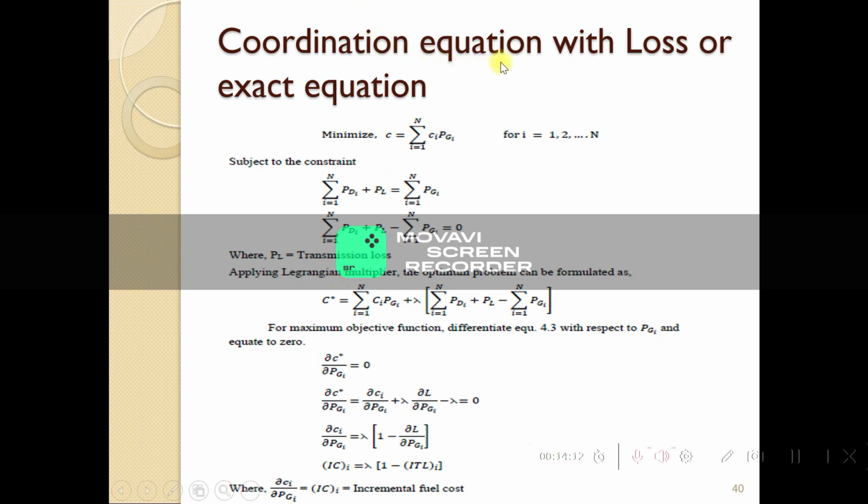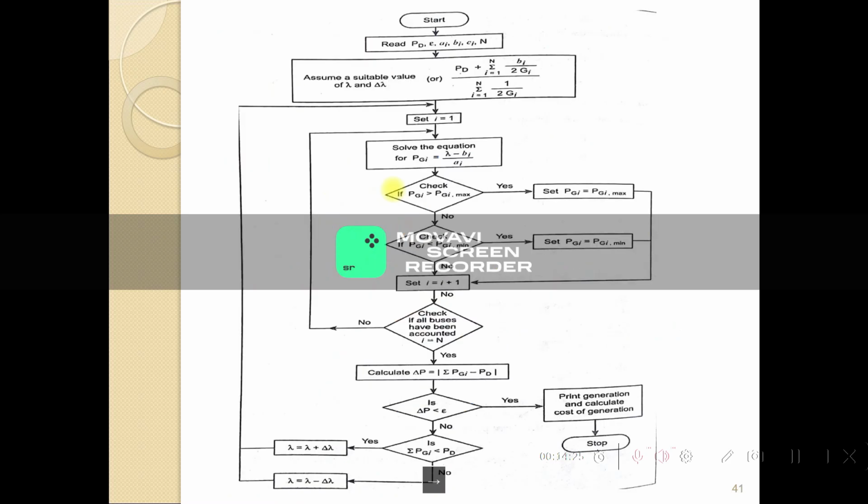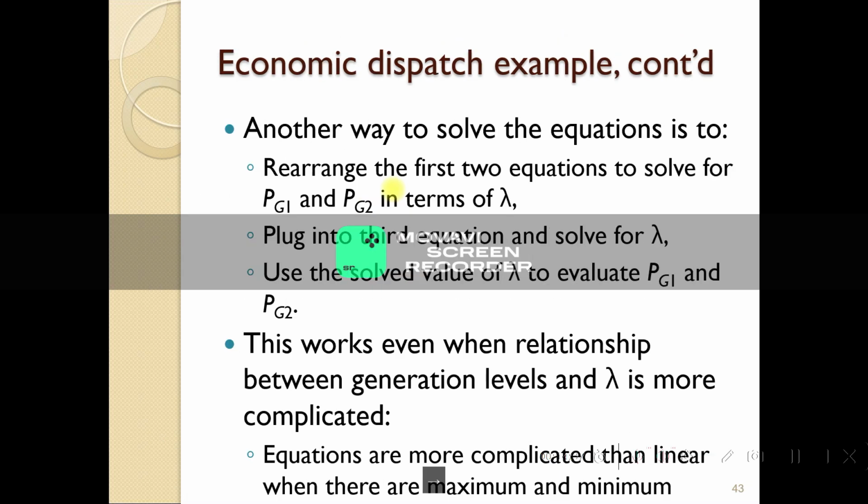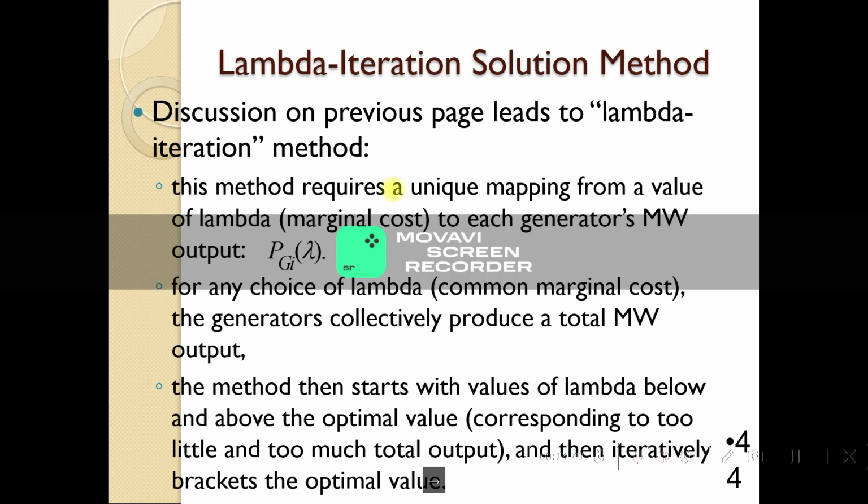Next, the coordination equation with losses, or exact equation. The same way, we have to find the demand and the load capacity, that means the transmission losses included. The flow chart is given for economic dispatch with losses. So for this example, and another type of example.